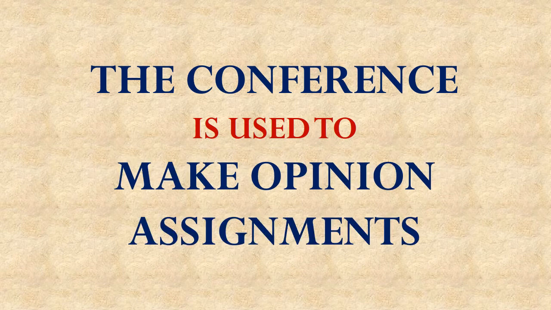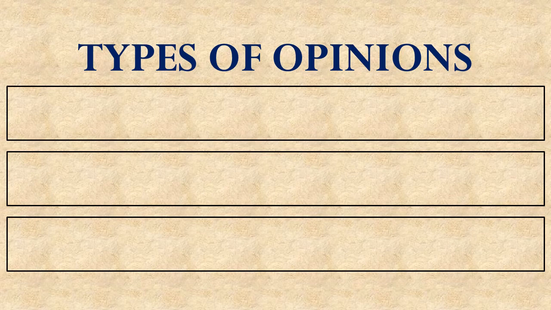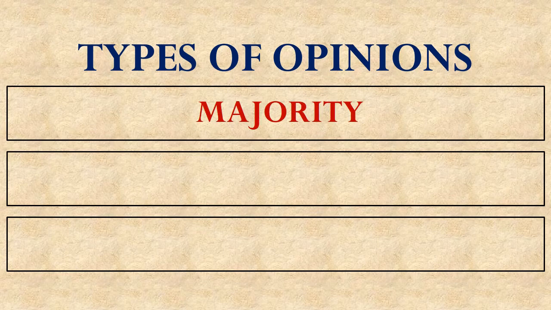At the conference, they also assign someone to write an opinion. In other words, an explanation for the world of why whoever won. They want to let the world know not just who the victor was, but the reasons for that victory. Now that then leads us to the different types of opinions that the Supreme Court can issue to the public. There are 3 kinds that we want to talk about. The first of those is what is called the majority opinion.